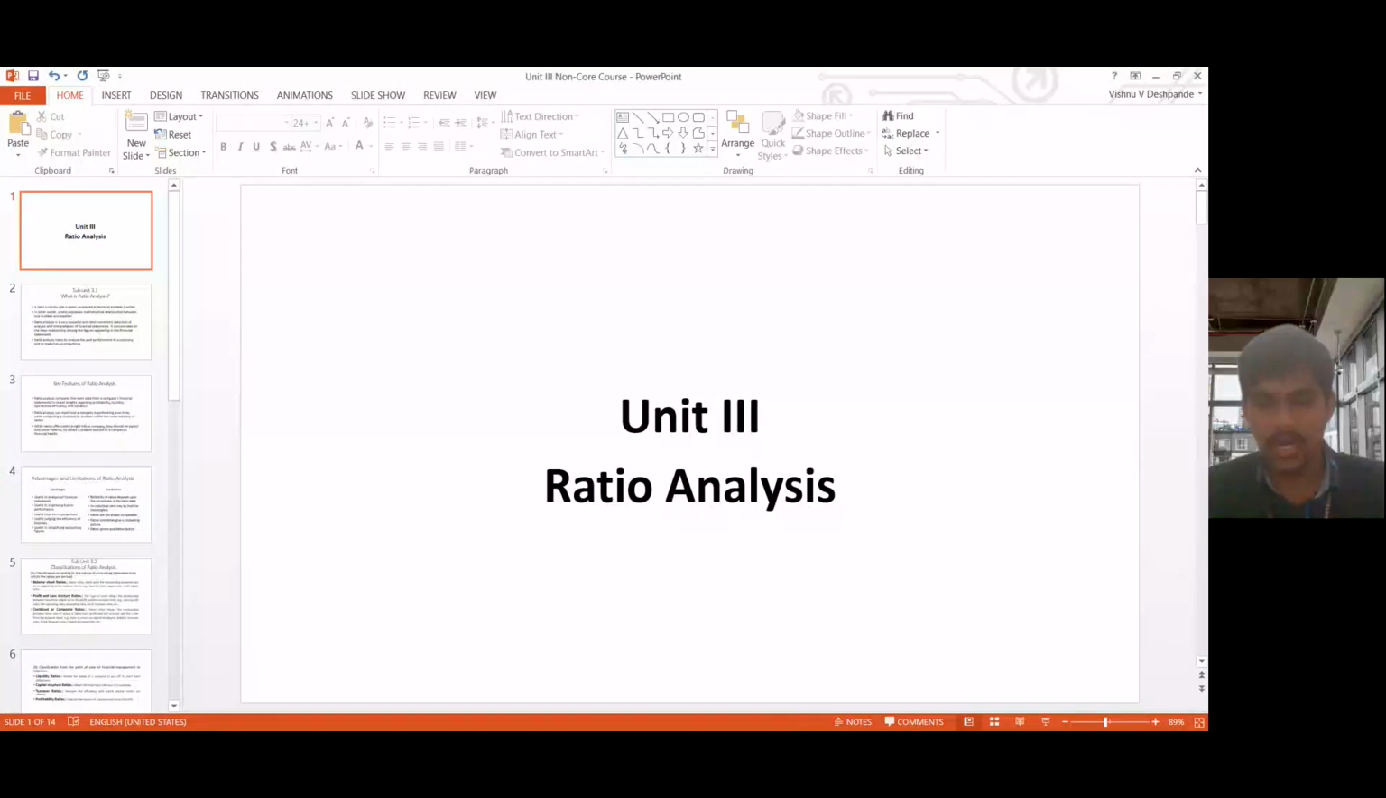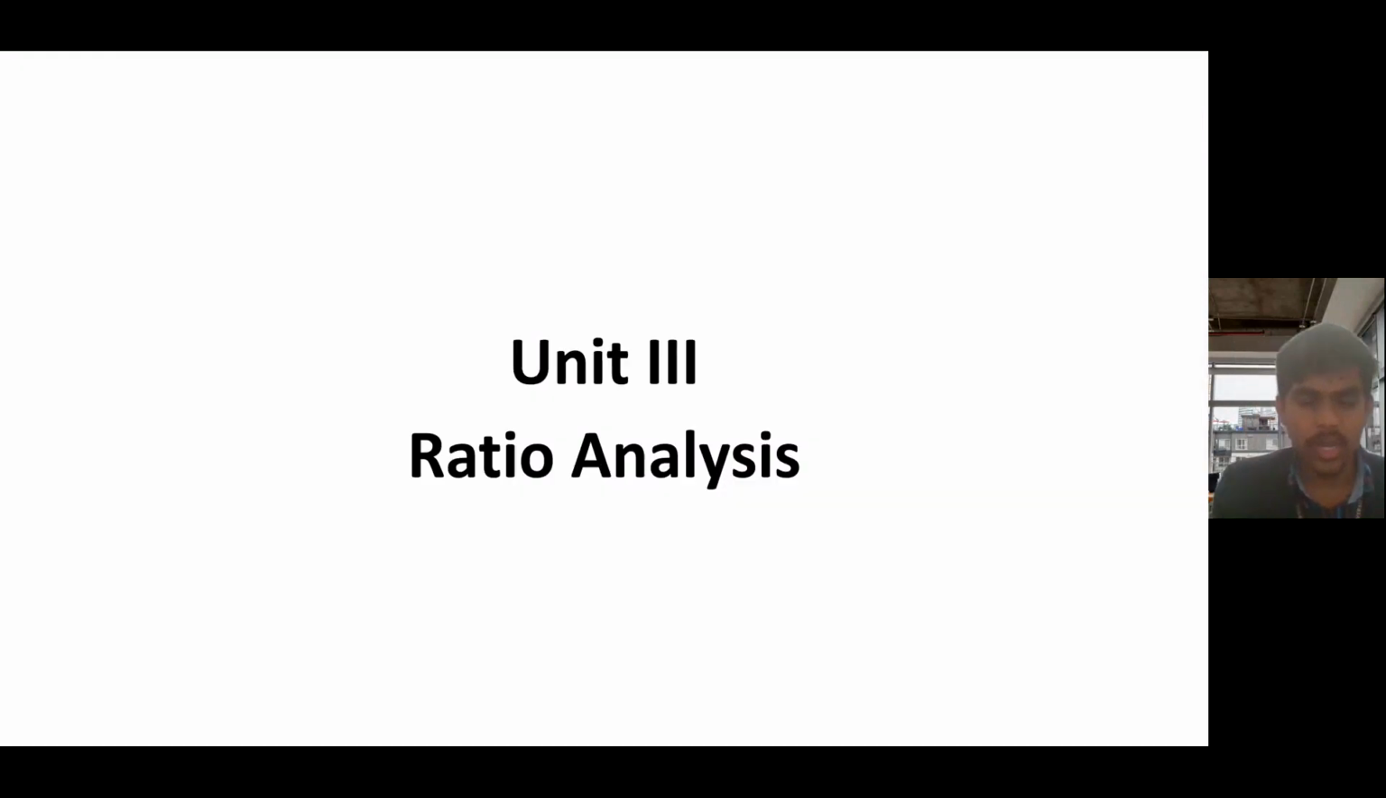It's a very important one, and it's very helpful for you to understand what ratio analysis is, how we are going to analyze the ratio, and how a company's data will be analyzed based on certain ratios. I'll be sharing my screen, so you can see Ratio Analysis, Unit 3.